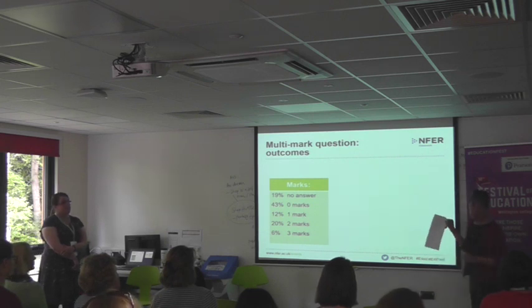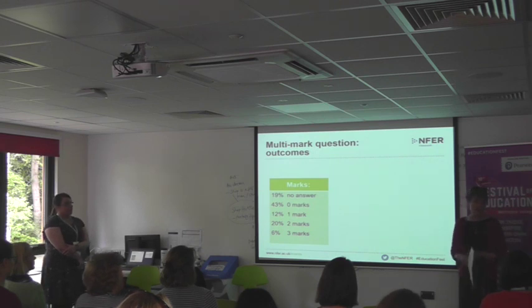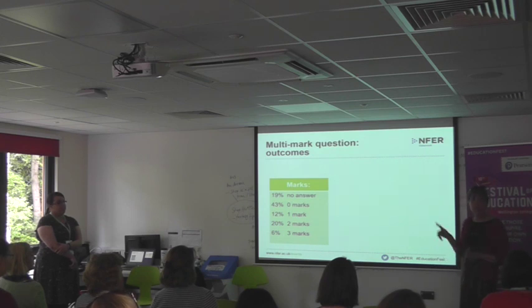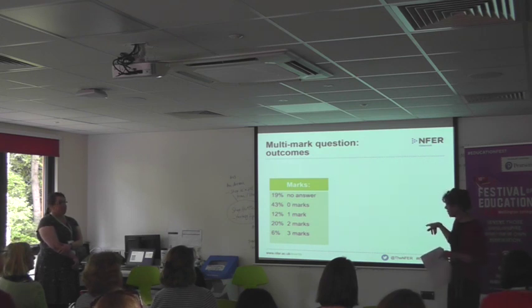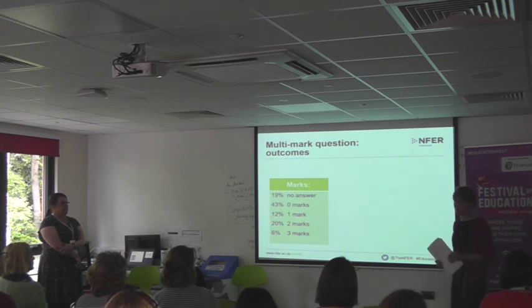What did surprise us by contrast was that almost half of children's answers were considered uncreditworthy, and they got 0 marks, and we will see why in a minute. The distribution of the rest of the marks looked fairly normal to us. 12% of them got 1 mark, 20% 2 marks, and 6% 3 marks. Perhaps all a little bit low because of the large number of children that didn't get any marks.